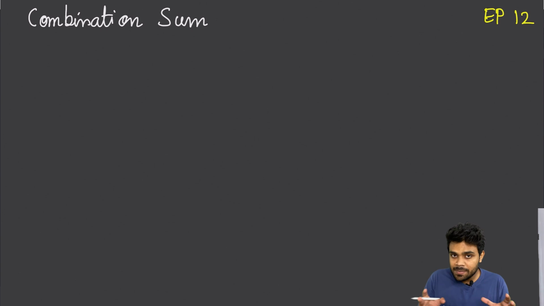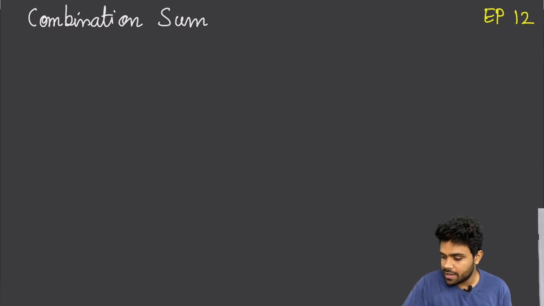We were generating subsets and there were 2 raised to the power n number of subsets. But in this episode, we will see that we don't need all of the subsets because different subsets have different summations. We are only bothered about those subsets whose summation is equal to the given summation B.